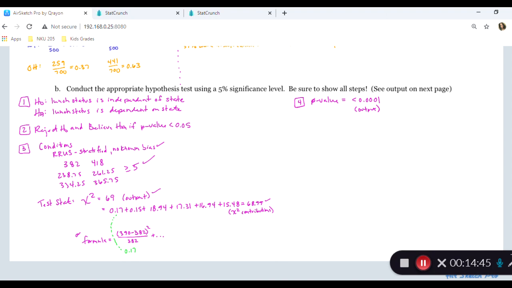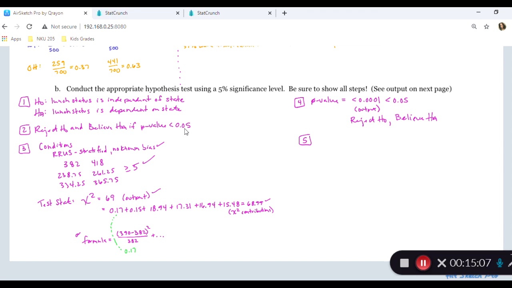Now taking that back to step 2, we have our p-value now. Is that less than 0.05? Well, yes it is. So we are going to reject the null hypothesis and believe the alternative hypothesis.